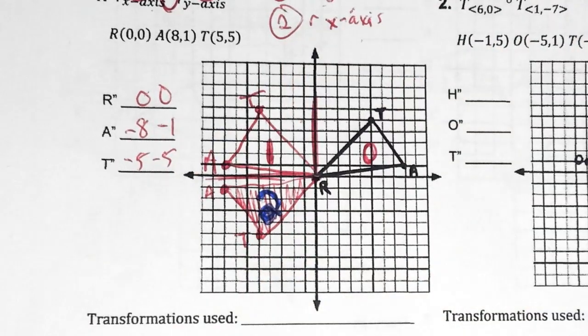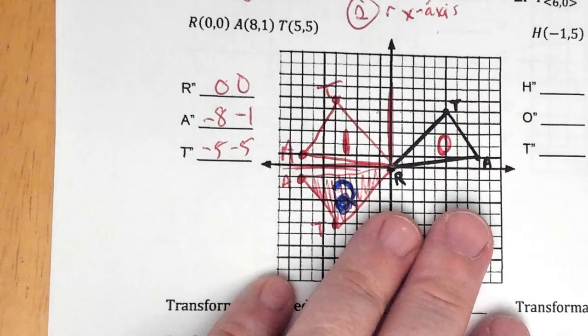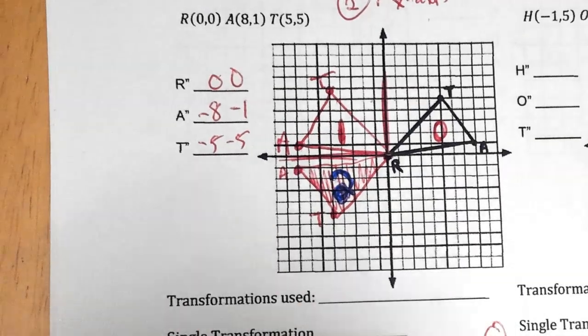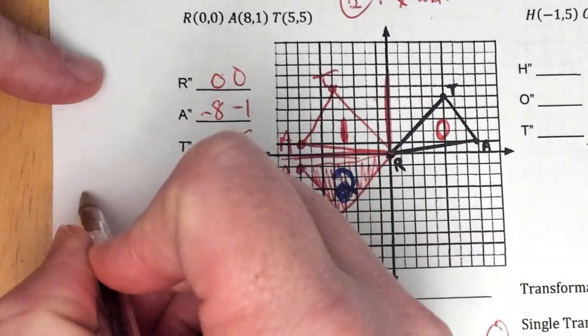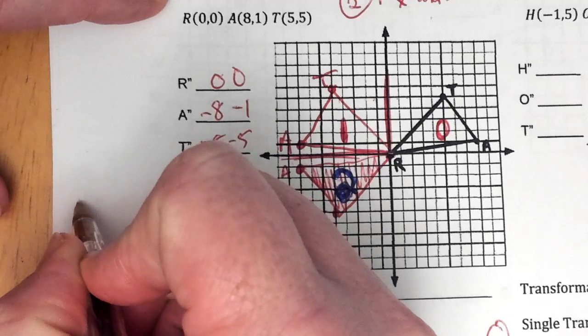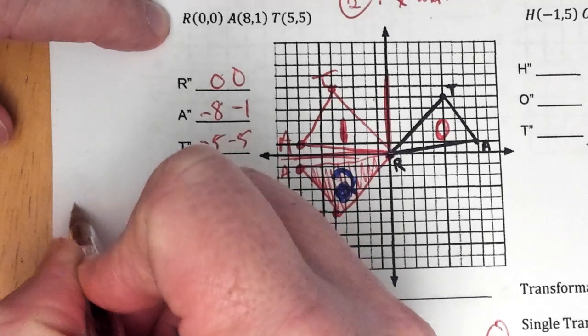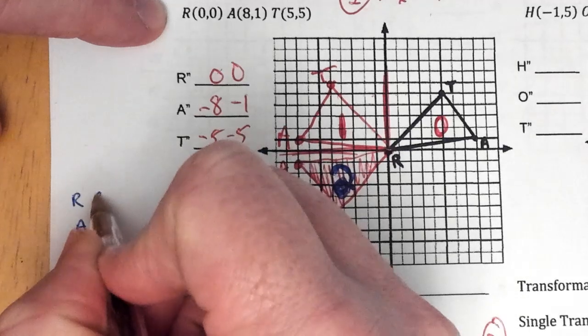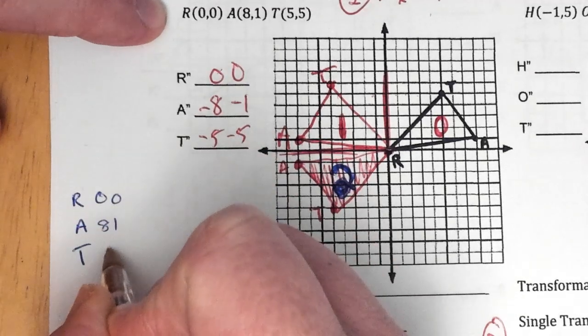Excellent. Now I want to double check that I got this right. So I personally, if you're happy with that, go for it. But I personally want to make sure I get everything right. So I'm going to do this again by using a chart. So we had our points, R, A, and T. Those were at 0, 0, 8, 1, and 5, 5.